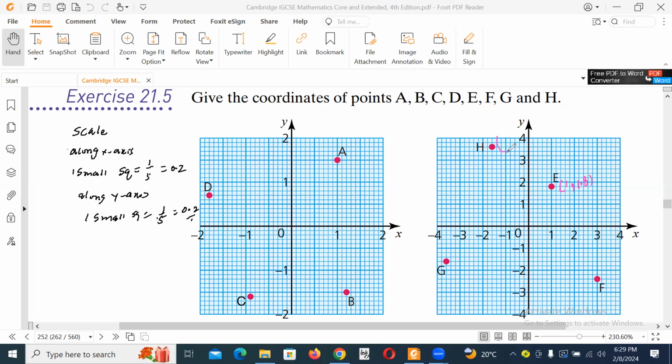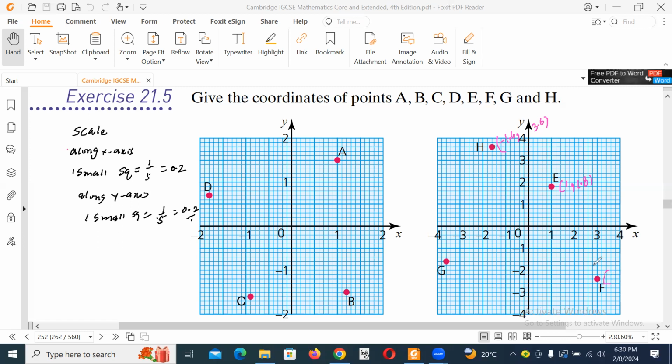So if we check H along the x-axis, exactly here we have -1. So this looks like between -1 and -2, but better we count. So here -1.2, -1.4, -1.6. So it is -1.6 comma up. We can check it is above 3. Okay, above 3, how many boxes? 3 boxes. 1, 2, 3. So that means 3.6.